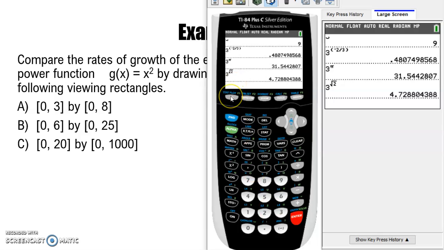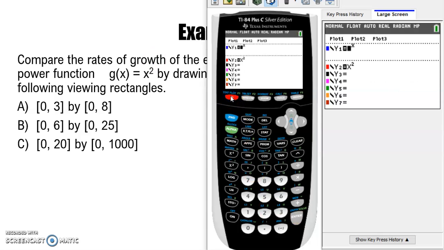And we're going to go to the y equals menu. In there, you'll notice the blue function I typed in is 2 to the x power. That's the first one they gave. And the red function I have is x squared. Now let's talk about what these mean. These are your viewing rectangle sizes.